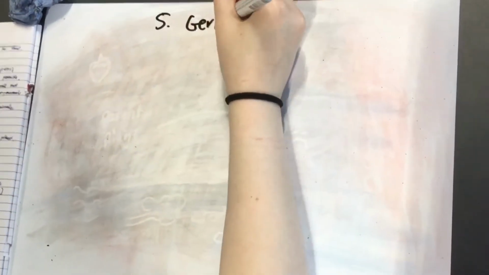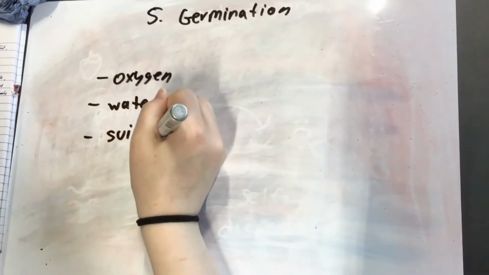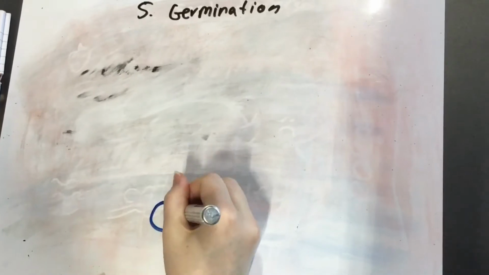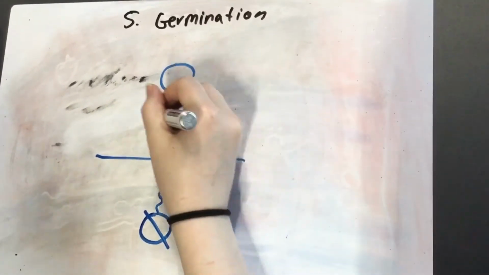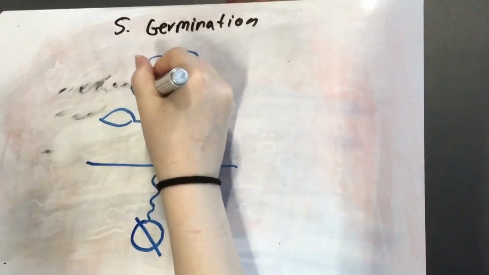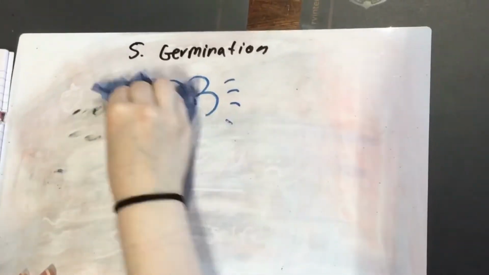5. Germination. Germination is the growth of a seed to form a new plant. There are 3 conditions needed for germination to occur: oxygen, water, and a suitable temperature. The seed coat splits and the radicle grows downwards into the soil. The plumule emerges and grows upwards. At first, the seed depends on the food store, but once the shoot system develops, the seedling can start photosynthesizing.